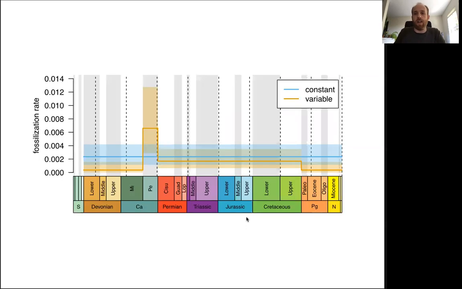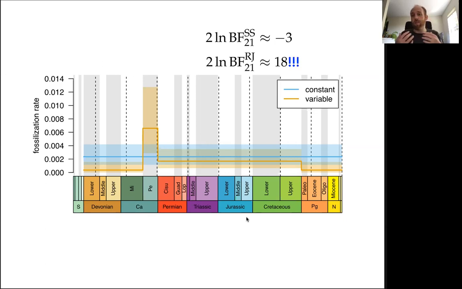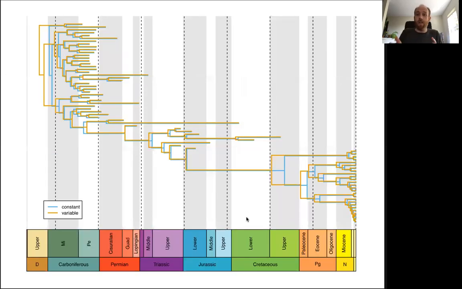So that's what theory and simulation says, but what about real data? So we return to the Mesozoic data set, we fit a constant model and a variable model. If we use marginal likelihoods, we favor the constant model by 3 2-log Bayes factors. But the variable rate model is preferred by 18 when we use reversible jump. Very strong support for variable diversification, variable fossilization. And the result is a very different estimate of divergence times, up to 15 million years.